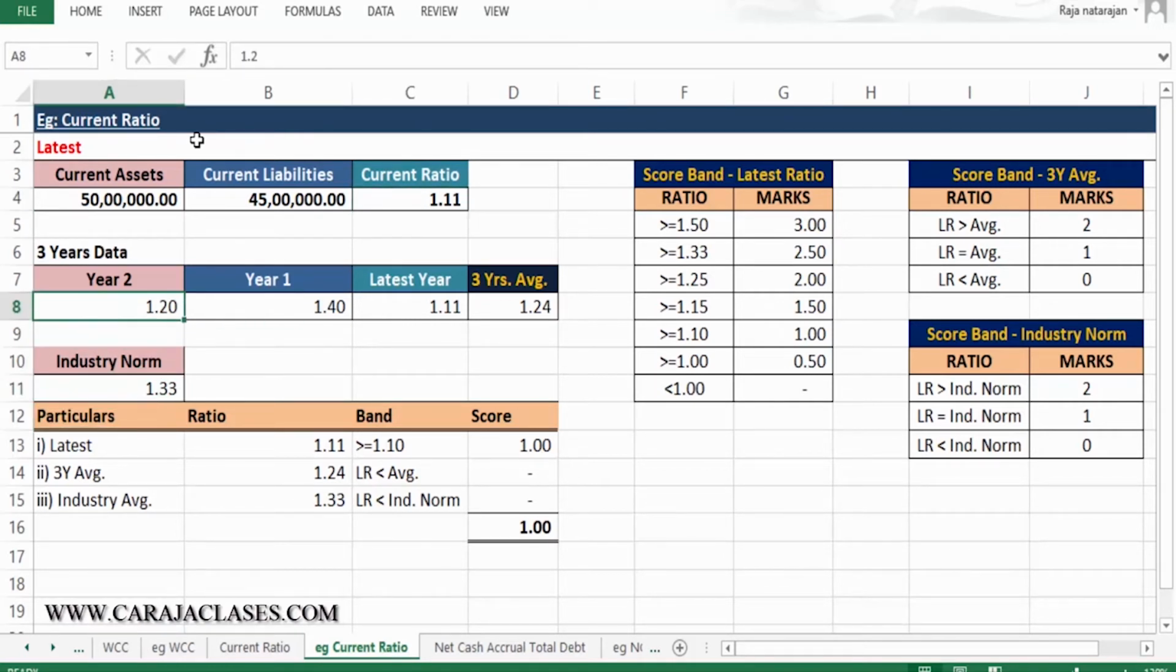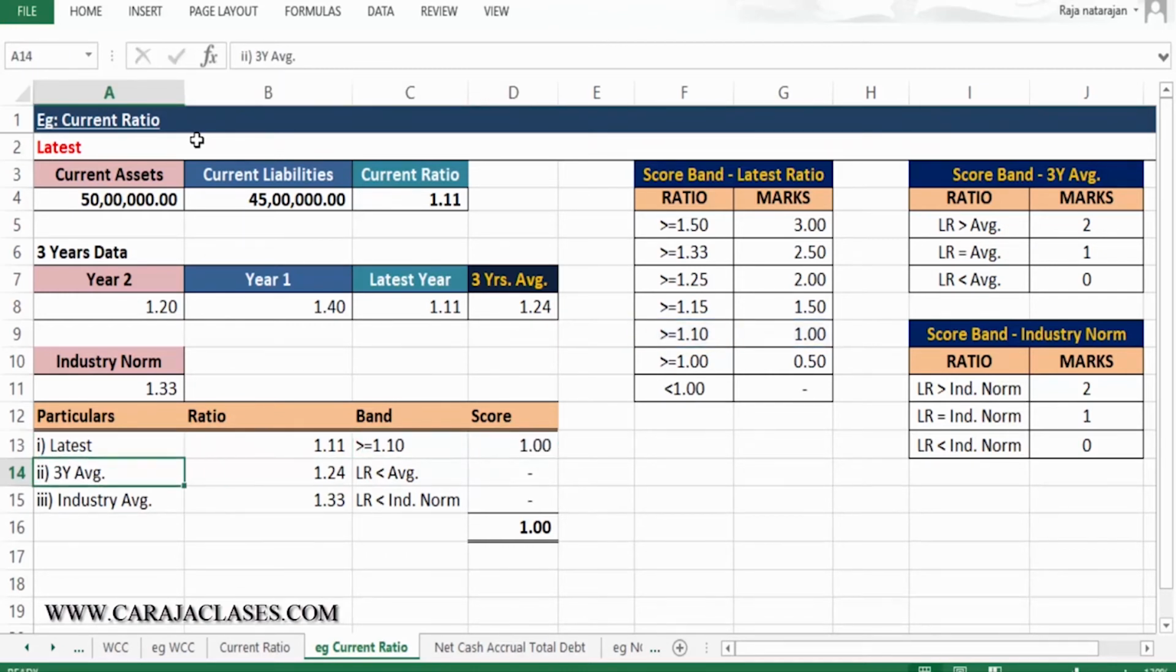Now let's try to assign some marks for these ratios based on 3 parameters. Here I have the score bands. If the latest ratio is greater than or equal to 1.5, it fetches maximum marks, and if the latest ratio is below 1, no marks. In our case, it is 1.11. So 1.11 is in the greater than or equal to 1.10 category, so it will fetch 1 mark. Particulars, latest ratio is 1.11, and this comes under the band greater than or equal to 1.10, so the score is 1 for the latest ratio.